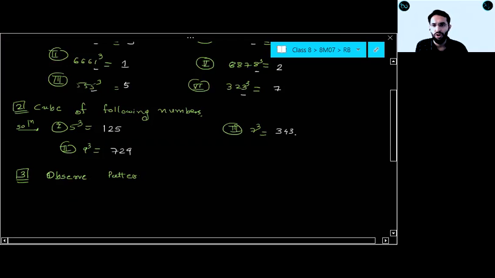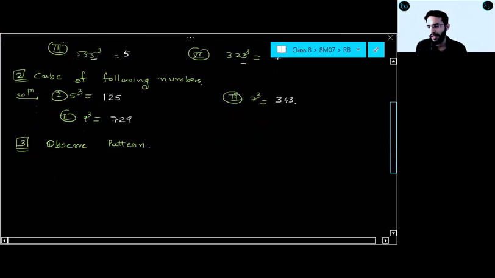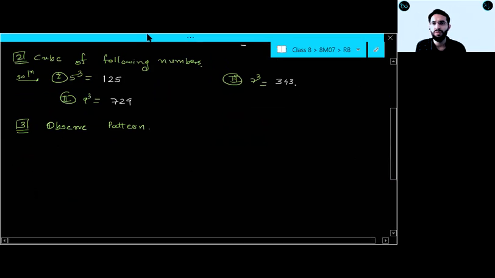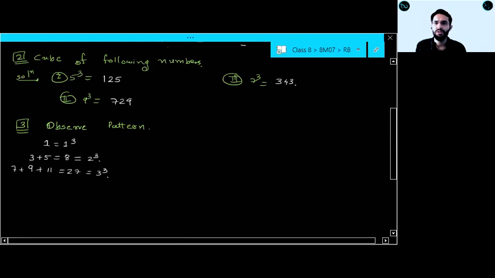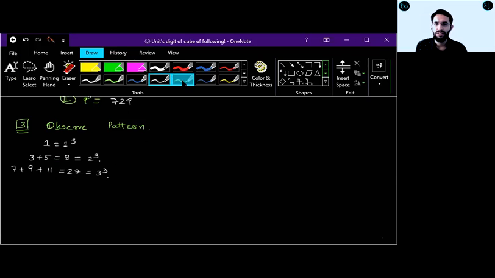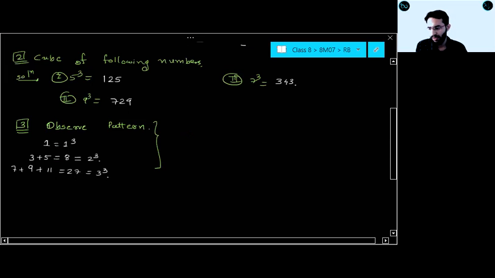So observe this pattern, students. Right. What is the pattern here? 1 is equal to 1 cube. They have given you one pattern. 1 is equal to 1 cube. 3 plus 5 is equal to 8 is equal to 2 cube. 7 plus 9 plus 11 is equal to 27 is equal to 3 cube. Then express the following as consecutive odd numbers. From this pattern, you need to answer 4 cube, 5 cube, and 6 cube.